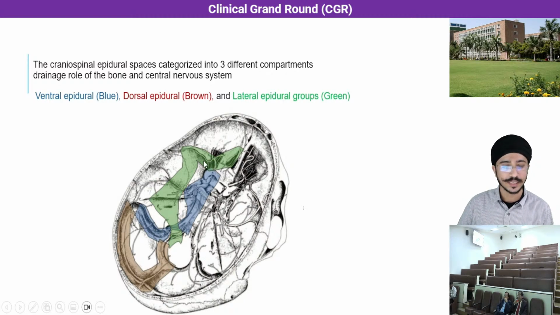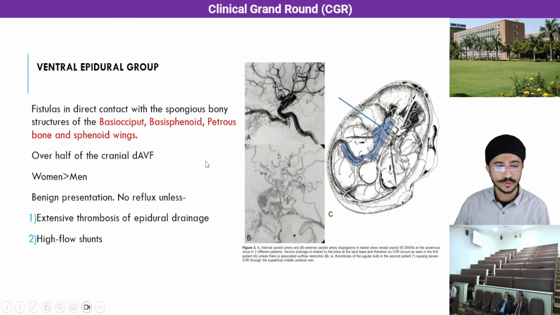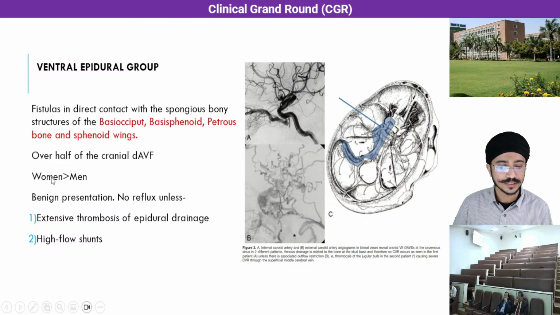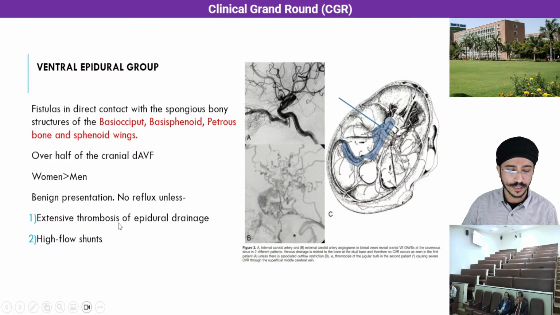and sphenoparietal sinuses. So first of all, we'll discuss the ventral epidural group. It includes the fistulas that are in direct contact with the spongy bony structures and includes the lesions in the basiocciput, basisphenoid, petrous bone, and sphenoid wings. Approximately 50% of the fistulas belong to this group, and these lesions are more common in females. These lesions usually have a benign presentation, and there is no reflux unless it is a very high flow shunt or there is thrombosis of the epidural drainage.